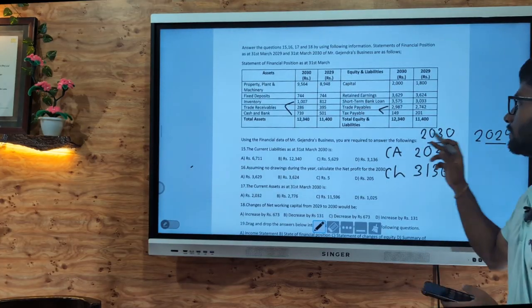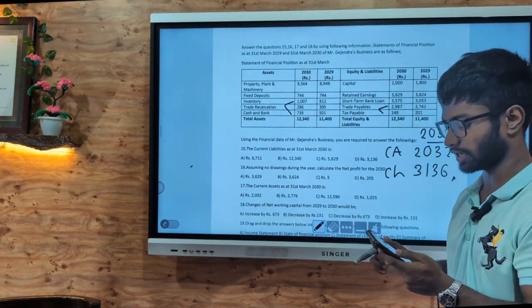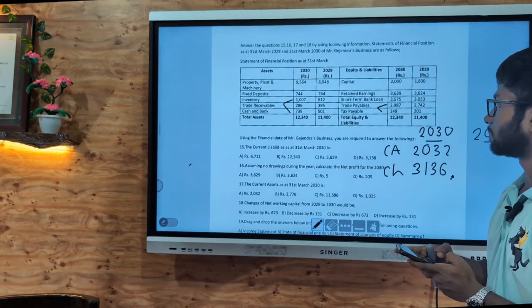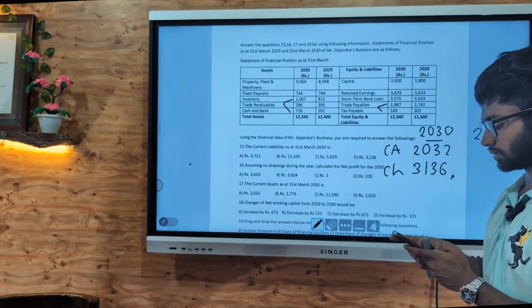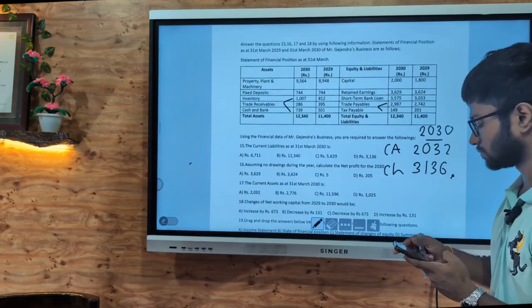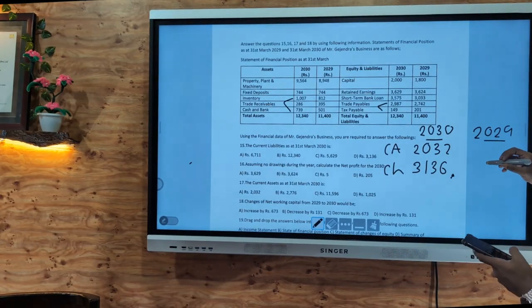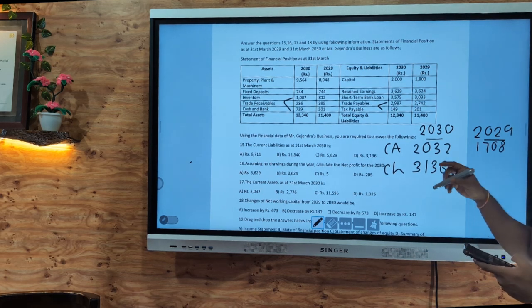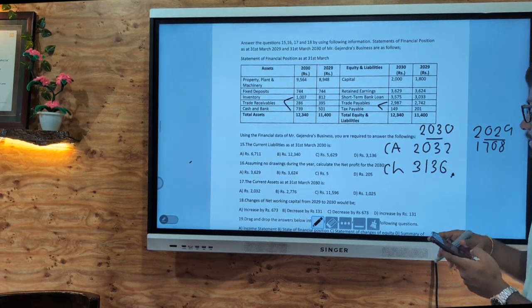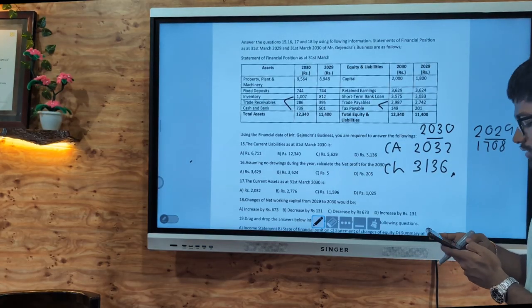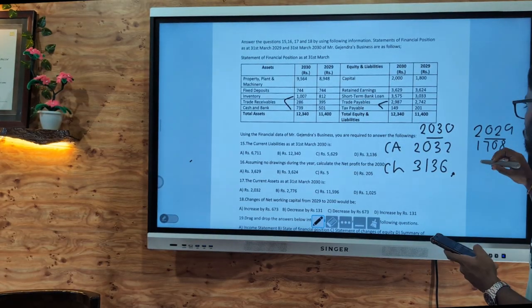For 2029 we have to get, so here you can take the total assets, 812 plus 395 plus 501. Then you get 1,708. Here you get the liabilities, 2,742 plus 201.